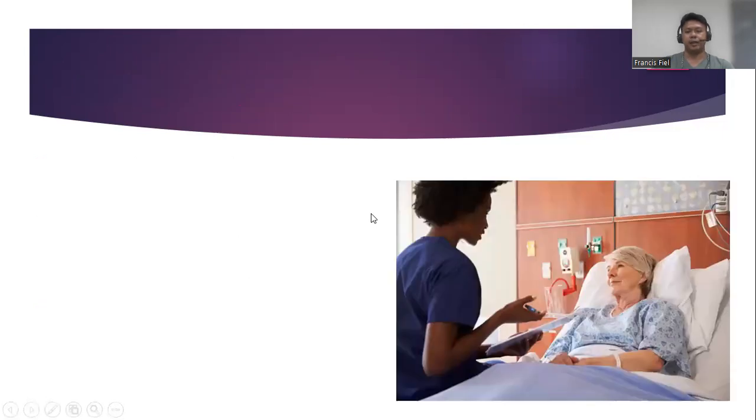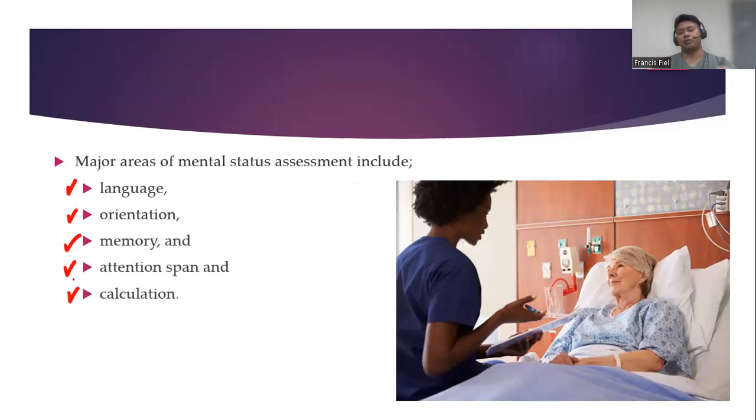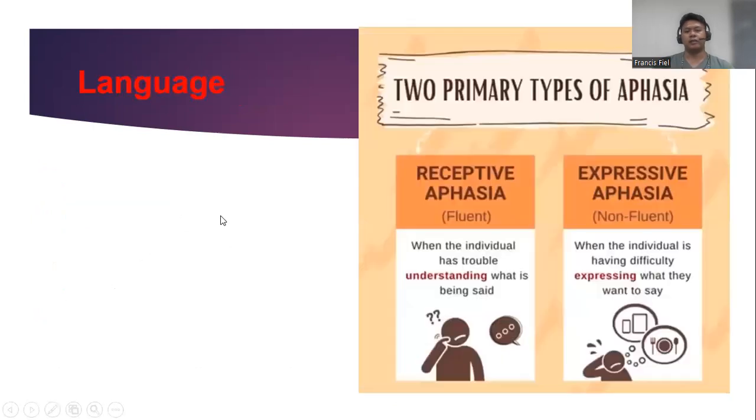All right. Now, major areas of mental status assessment include, ano ba yung mga major areas for mental status assessment? You have language, orientation, right? So we have language, orientation, memory, attention span, and calculation. So mamaya isa-isahin natin. Paano ba natin i-assess yan, sir? So we will assess that later. Okay? So now let's first tackle language, no?